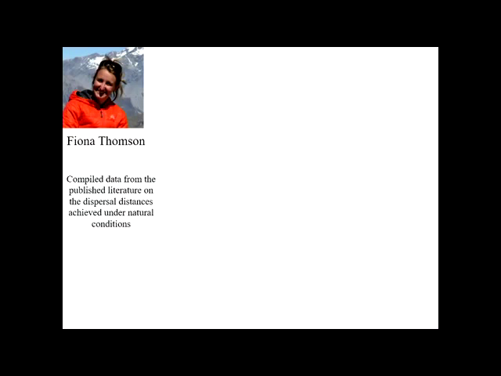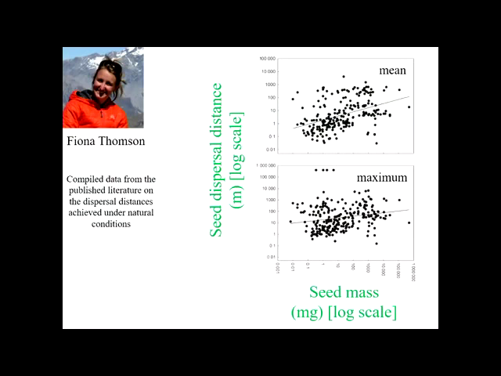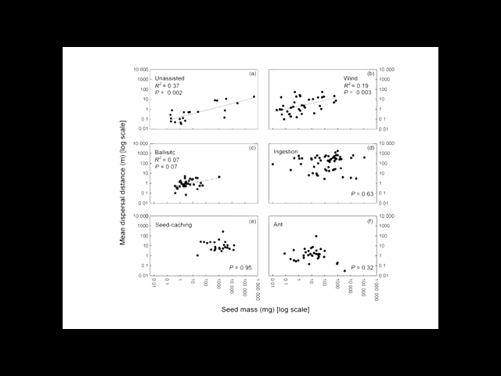But one of my PhD students, Fiona Thompson, compiled a whole bunch of data from the published literature on seed dispersal distances achieved under natural conditions. And what she found was that both mean and maximum seed dispersal distance are positively related to seed size, which is quite surprising, right? These big, heavy seeds are managing to disperse further. And that even holds within the wind-dispersed species.